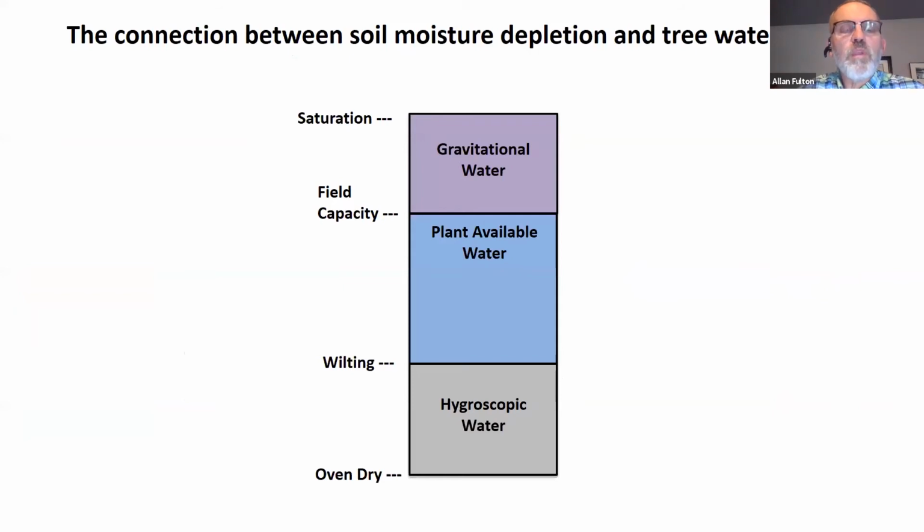So moving on from the potential benefits of a mild deficit irrigation, I'd like to talk a little bit about the connection between soil moisture depletion and tree water status. Now, we've talked in other tutorials about the different phases of soil water movement and soil water conditions. So we can certainly have, after heavy rainfalls or a significant irrigation, periods of saturated soil, sometimes referred to as gravitational water.